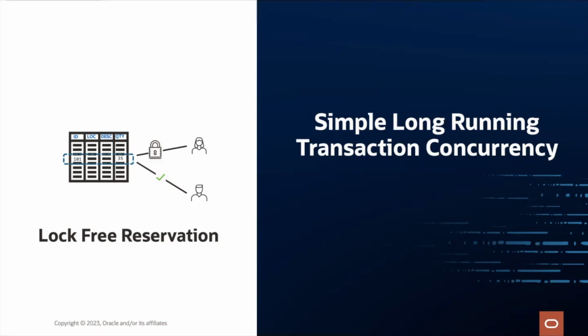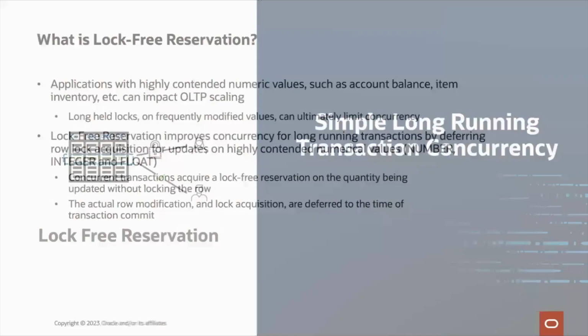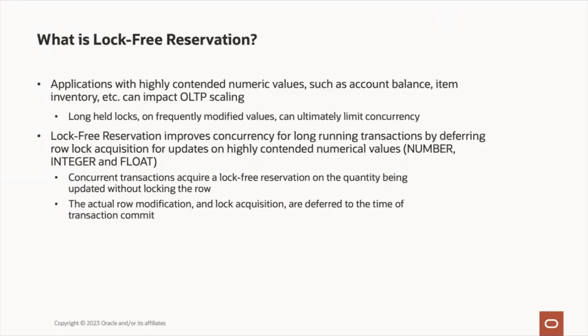Our next topic is a new 23C feature that addresses concurrency and performance in applications with long-running transactions. All right, so what is lock-free reservation? Well, what do applications that provide inventory control, supply chain, banking, stocks, travel, and entertainment have in common? They're all likely to operate on numeric aggregate data. Think of product inventory counts, available hotel rooms, or seats on a plane.